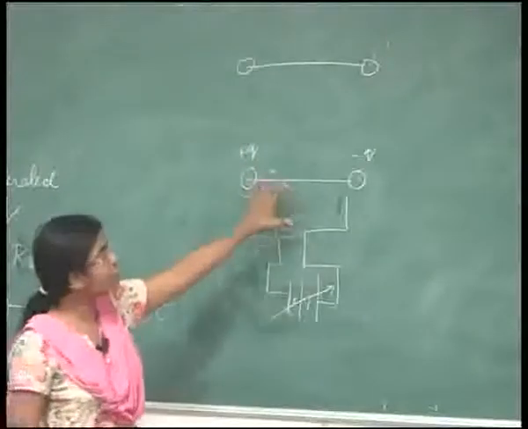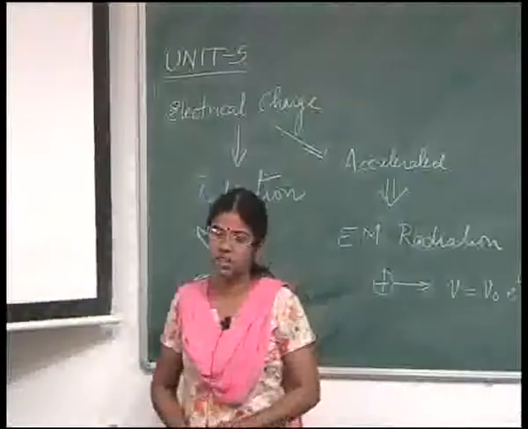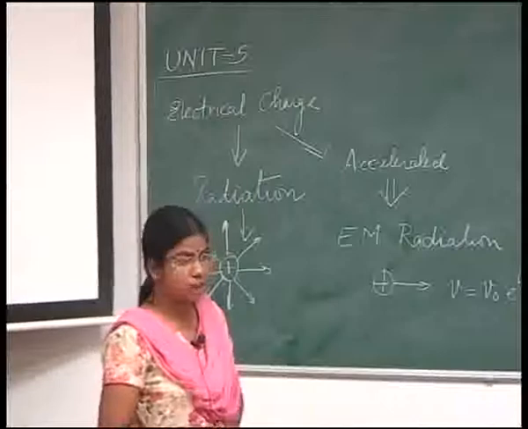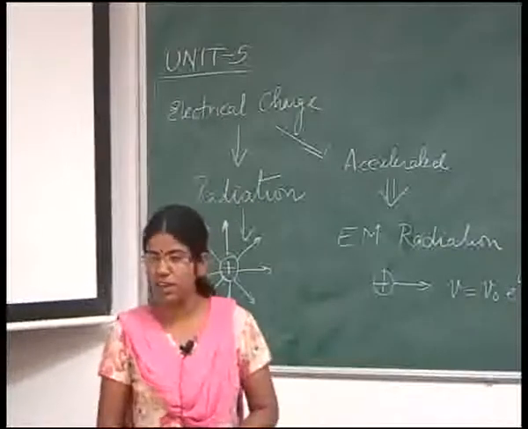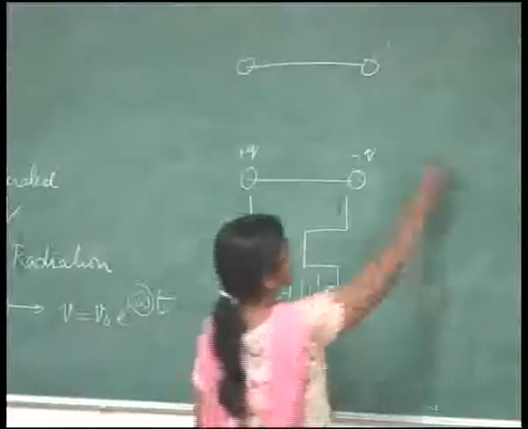Okay. And these antennas are called dipole antennas, and they were the first antennas. So dipole antennas are also called Hertzian antennas or Hertz antennas. So, these are dipole antennas.